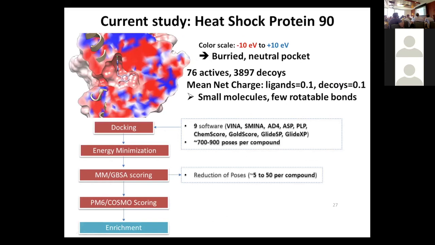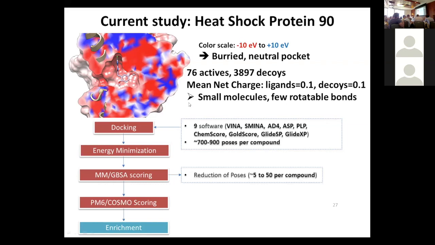And the last case that I want to show you was HSP90. This is a special case again because the receptor has minimal flexibility. It also has a buried binding pocket, which is neutral. And the dataset, which was from DUD, the COI dataset, contained mainly similar compounds, which tended to be small and had an average net charge of 0. So all these characteristics facilitated rescoring either by MMGBSA or SQM.